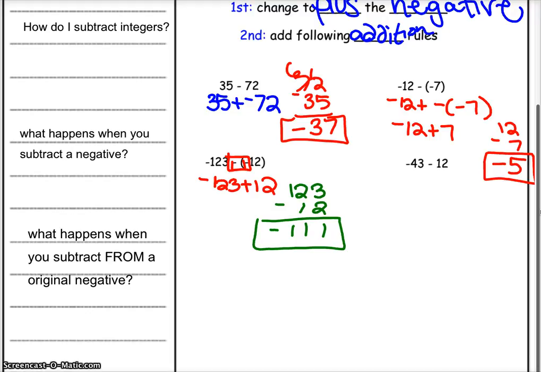Okay, again, seeing the subtraction, I turn it to plus a negative. I have two negatives here. Be careful, this is where most kids mess up. Two negatives means I add them up, 43 plus 12, and keep the original sign. That's the integer addition rules that we learned yesterday. If they're the same sign, you add them up and keep the same sign.